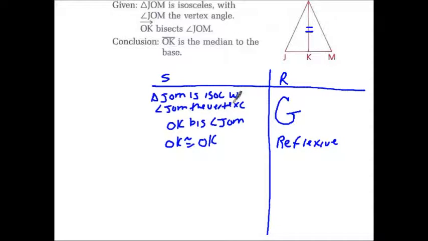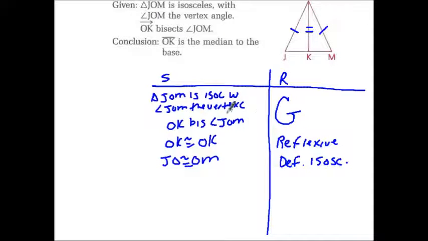Next, I'm going to go off of my first keyword, isosceles. By definition, isosceles means congruent sides. So if JOM is going to be my vertex angle, those sides that are congruent, those legs, are going to be sides JO and OM. The reason? Definition of isosceles. I'm going to put those markings in.